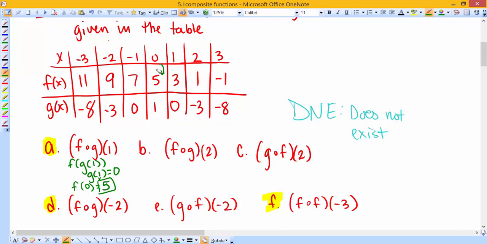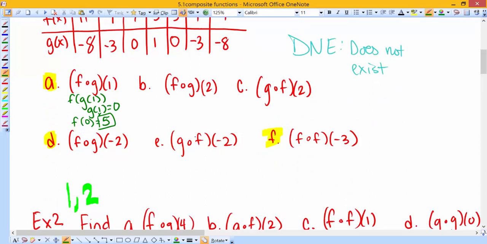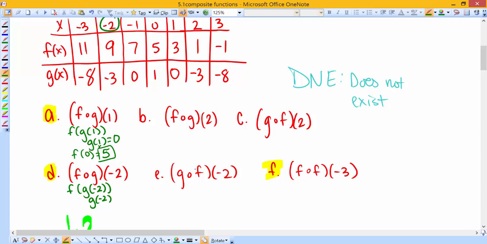And this might be something where you need to rewind it and keep watching. When I go over this in class with you, it will maybe make more sense because you're going to see me physically going from one area to the next. In D, this is f of g of negative 2. So I'm going to start with g of negative 2. So I'm going to go to my table. Here's negative 2, and g is negative 3. So now f of negative 3. I go to negative 3. What is f? 11. That is my answer.